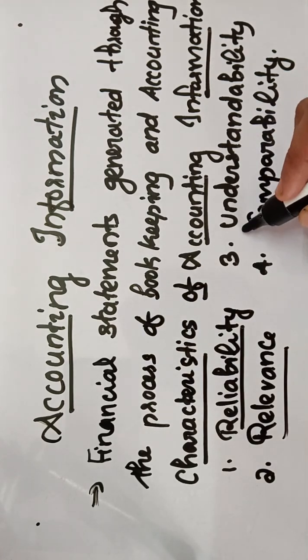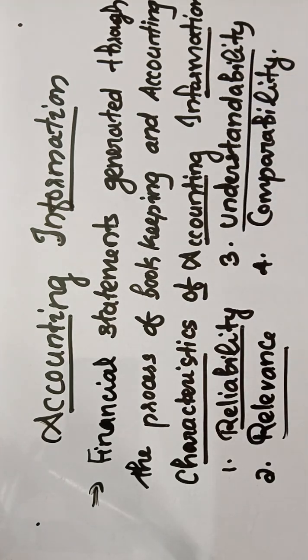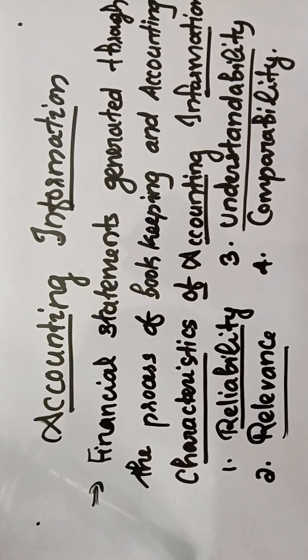Then, the third characteristic of accounting information is understandability. Understandability implies that accounting information provided to the decision makers must be interpreted by them in the same sense as it was prepared and conveyed to them.